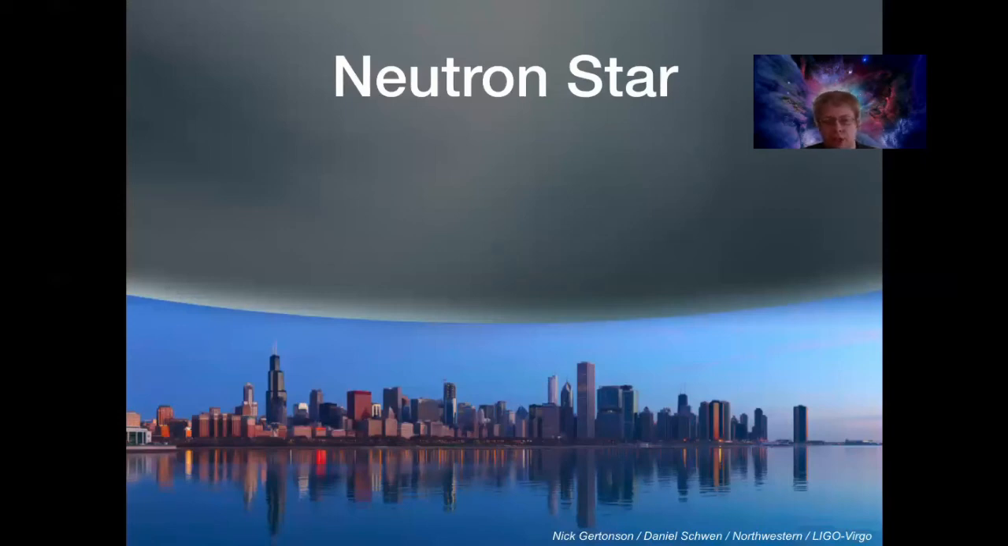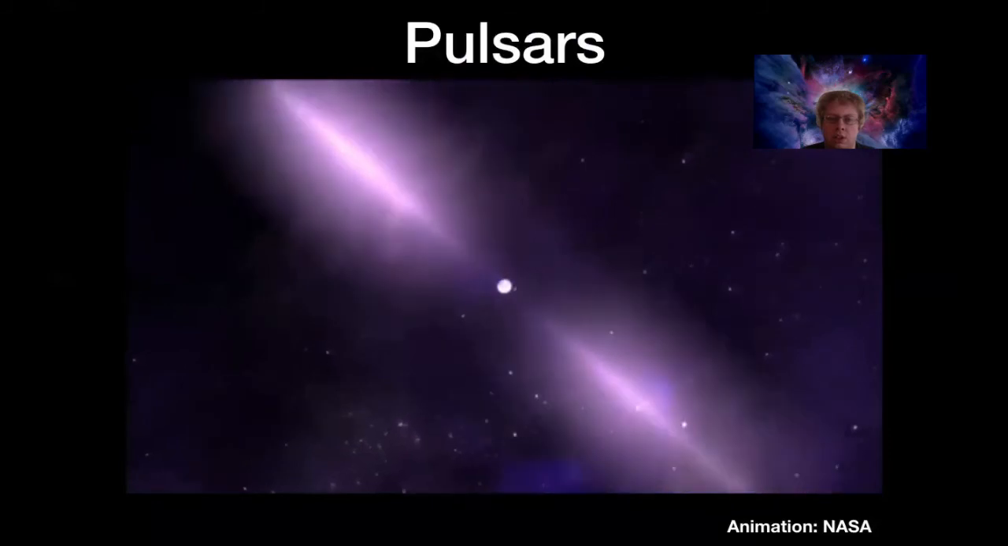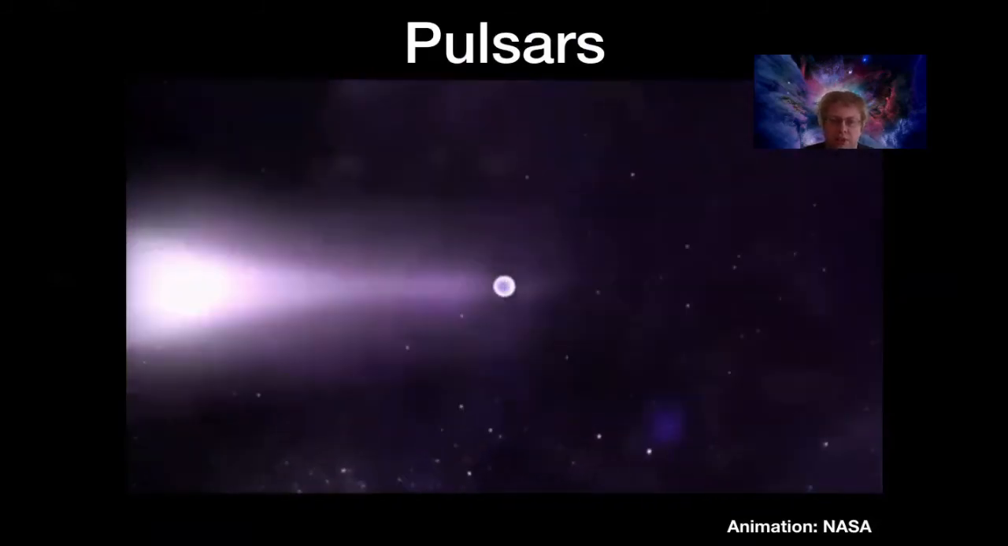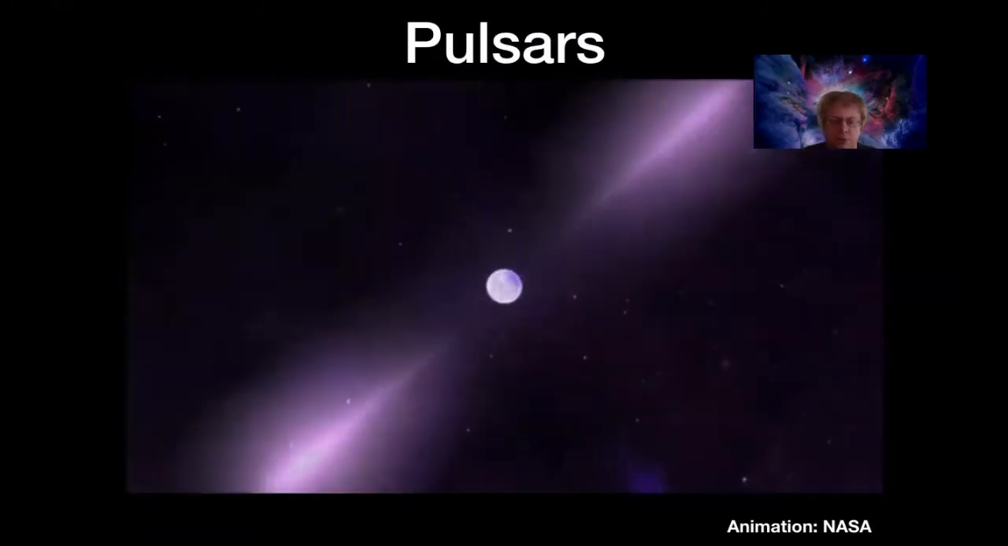So this is to scale what a neutron star might look like if it was placed next to the skyline of Chicago. You can see the curvature of this neutron star even in this relatively zoomed in image. So neutron stars are incredibly small, incredibly massive, and incredibly dense. And because they're so massive and dense, they have some really extreme physics that goes on.